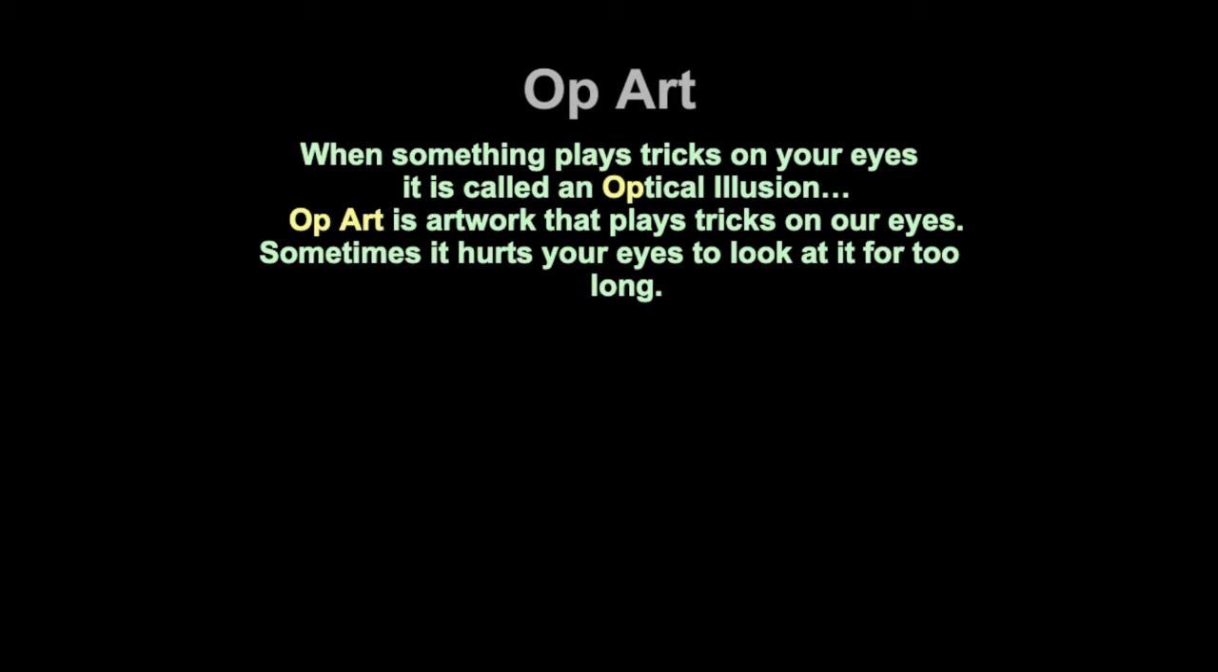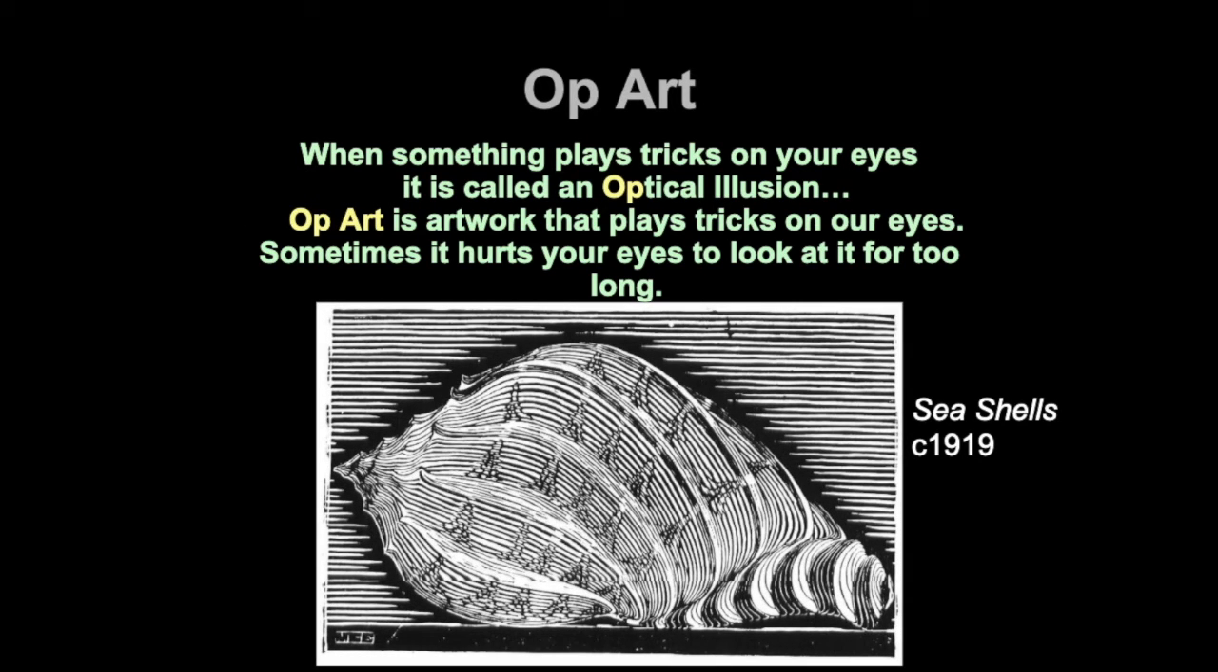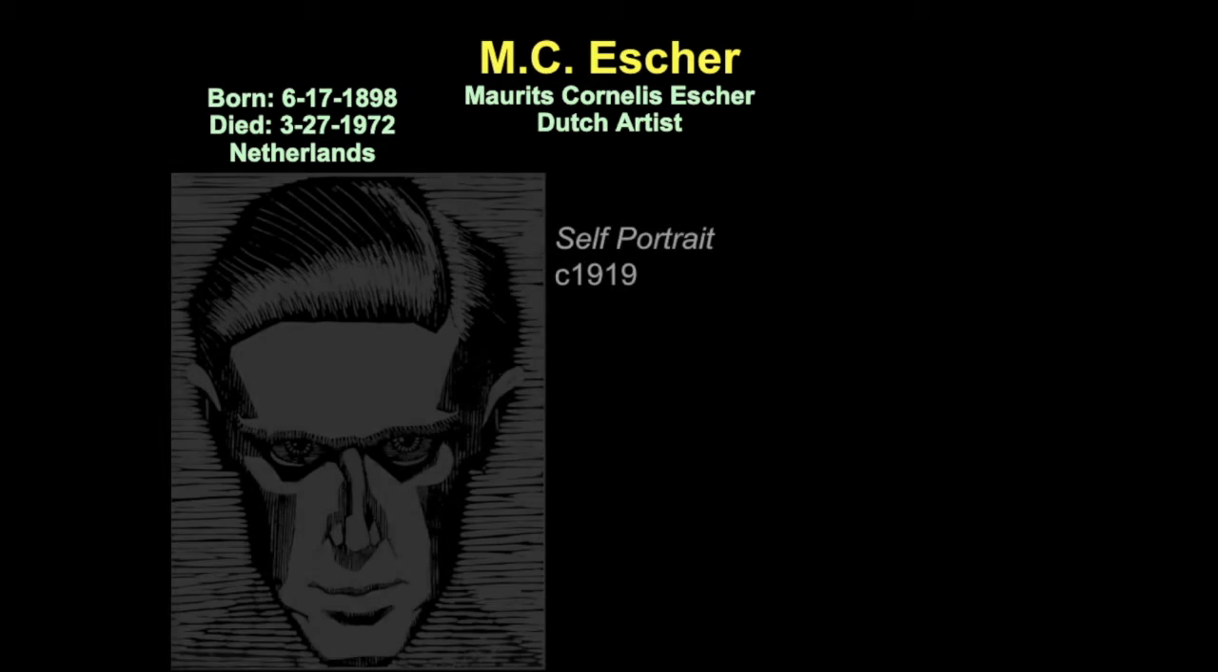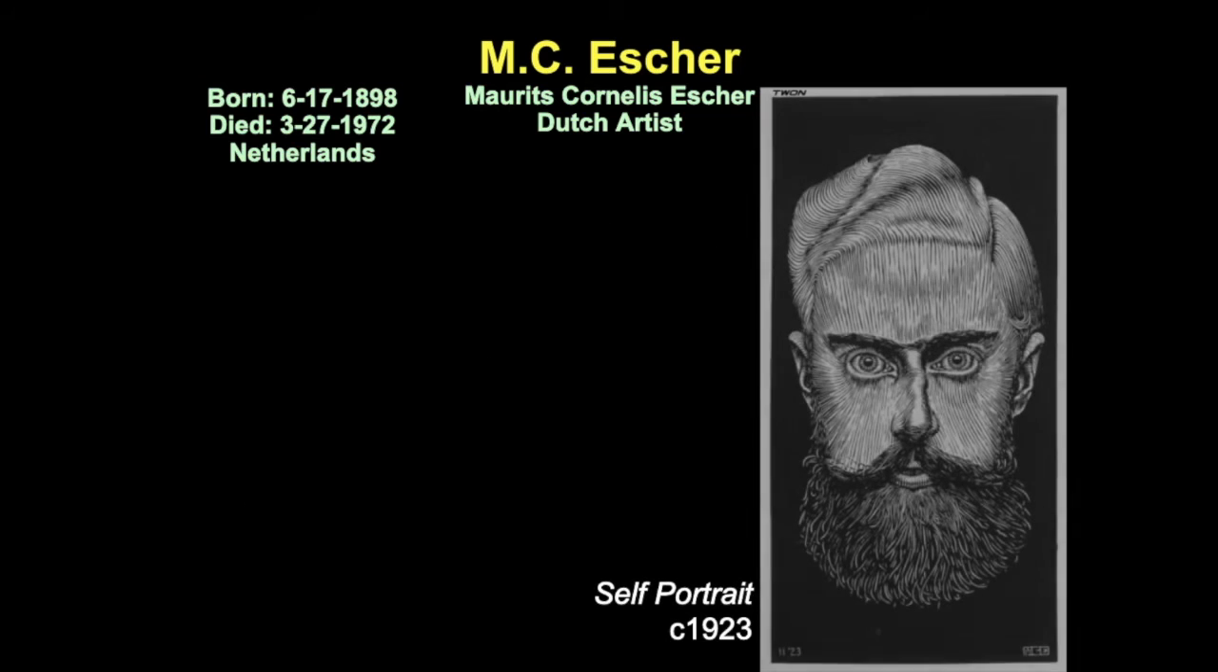The first artist we're going to look at uses lines to create the illusion of a seashell on a piece of paper. His name is MC Escher. He's a Dutch artist, and this is a self-portrait of him. You can see how the lines that he uses in this piece are sharp and hard. And just a few years later, he made another self-portrait, and the lines are softer.